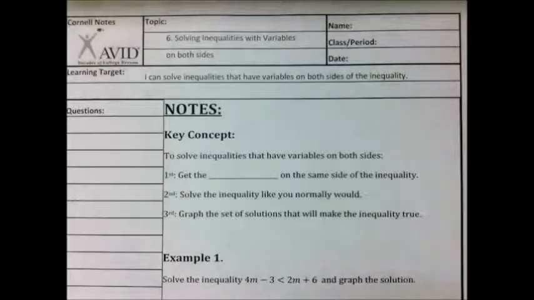All right, so we have number 6. This is the 6th lesson here. We're going to solve inequalities with variables on both sides. And your learning target is: I can solve inequalities that have variables on both sides of the inequality.